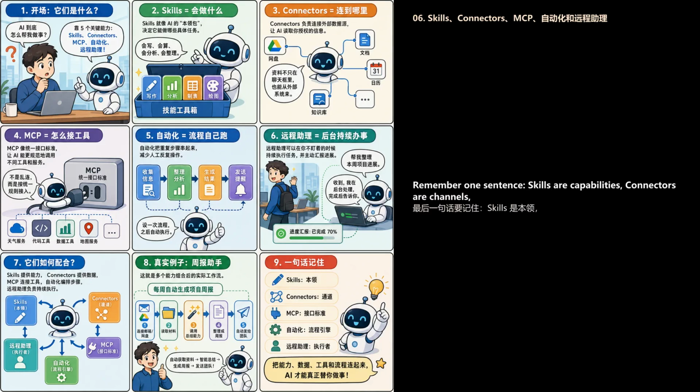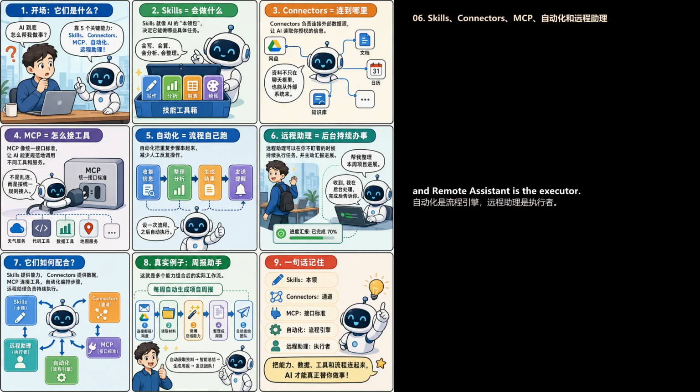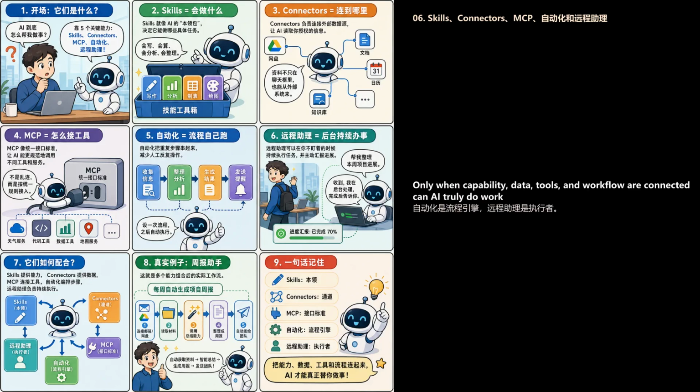Remember one sentence. Skills are capabilities. Connectors are channels. MCP is the interface standard. Automation is the workflow engine. And remote assistant is the executor. Only when capability, tools, and workflow are connected can AI truly do work for you.